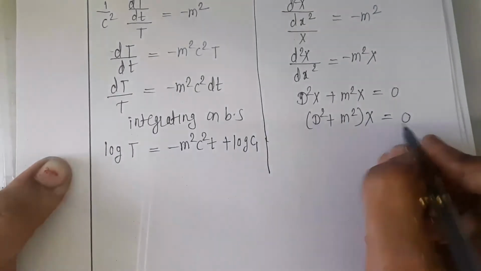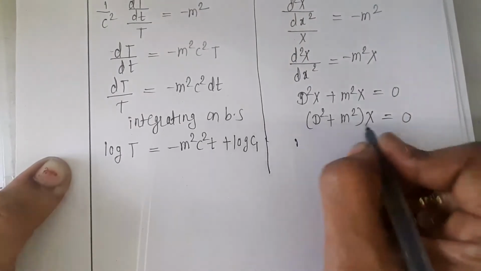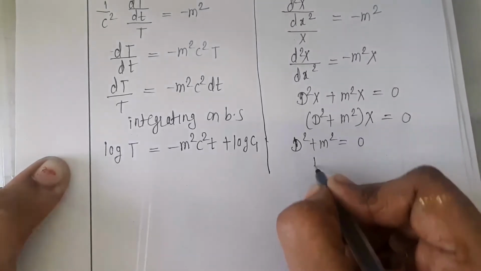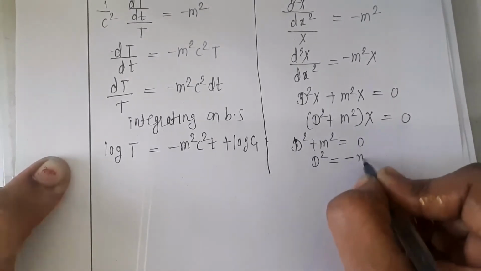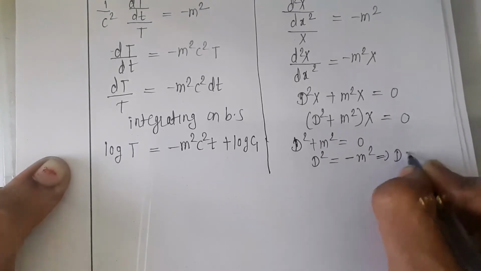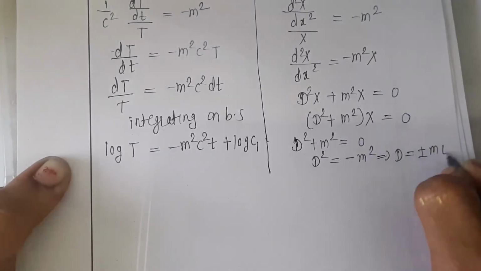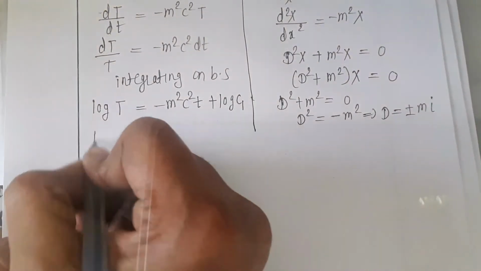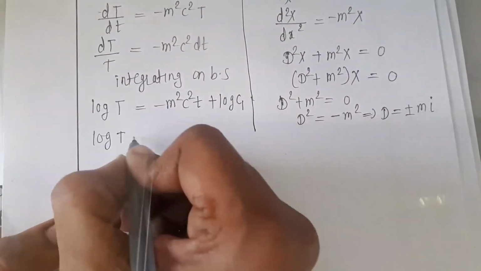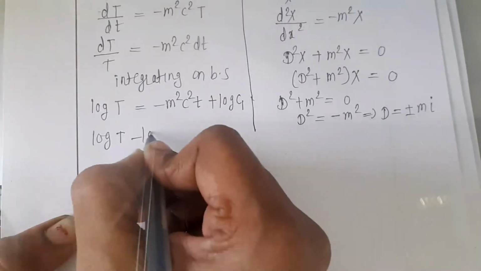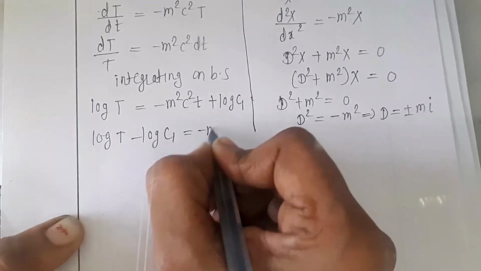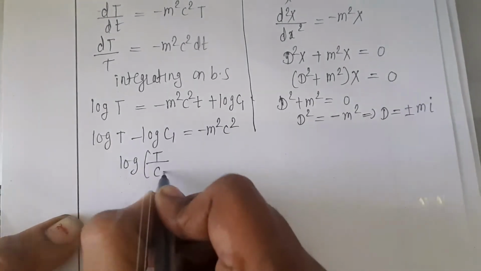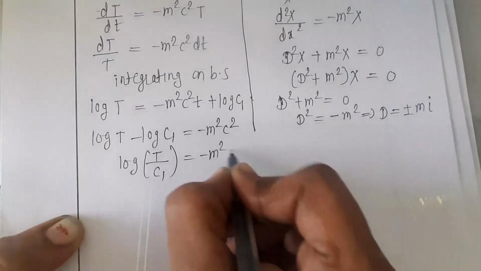Now the solution for this equation: m squared, D squared plus m squared is equal to 0, the auxiliary equation. So D squared is equal to minus m squared, so D is equal to plus minus m into i. So we obtained here plus minus m into i, and here log t minus log c1 is equal to minus m squared c squared. So log of t by c1 is equal to minus m squared c squared.